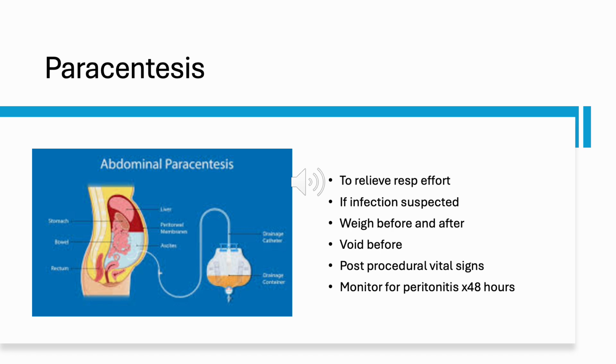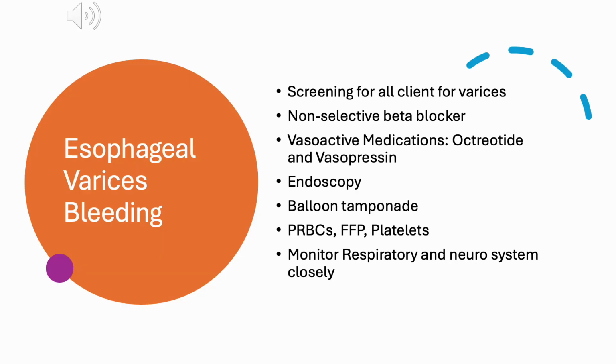Monitor for peritonitis, so remember fever, high white count, guarding, abdominal pain, and rigid abdomen after the procedure for 48 hours. Patients with cirrhosis are at high risk for esophageal varices bleeding. All patients with cirrhosis should be screened for varices because it's much better to try to prevent them than have to deal with them when they're bleeding.